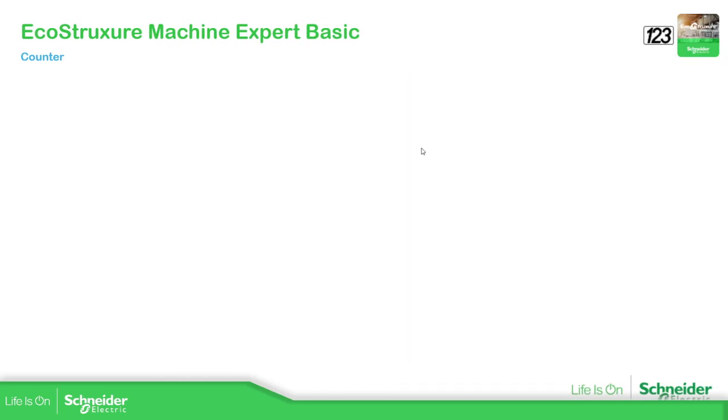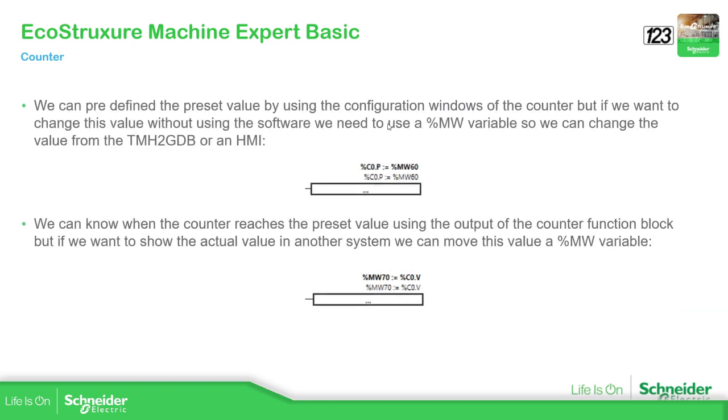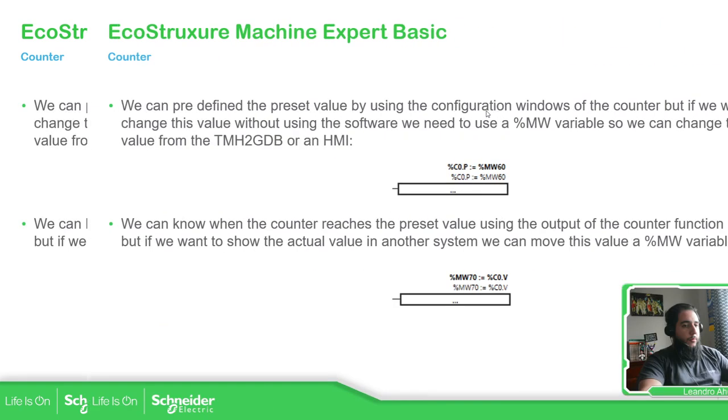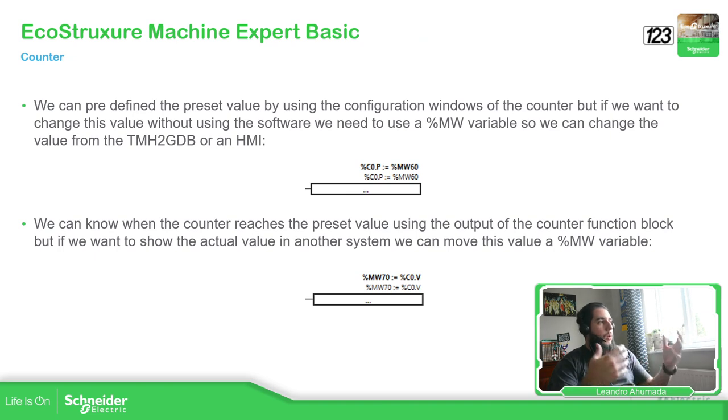So now let's continue with this. And this is what I want to show you. This is what I meant. If you can link a percentage MW variable that you can use in an HMI or the graphic display for the Modicon M221, which is this one, DMH2GDB.